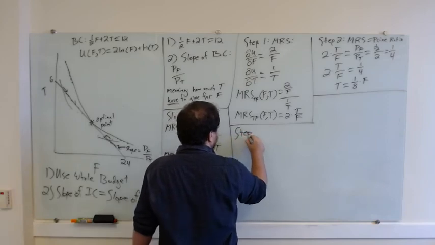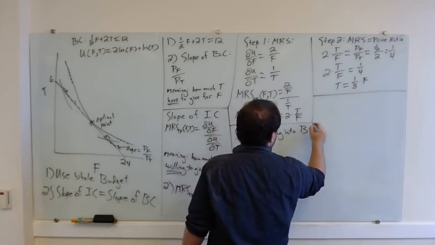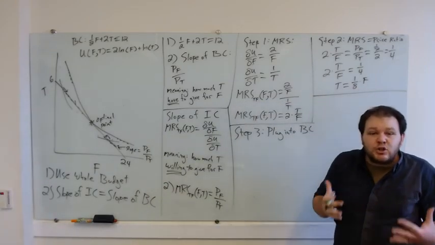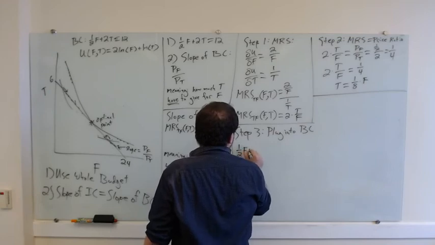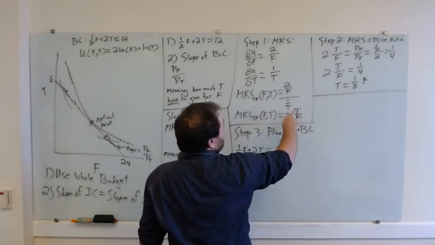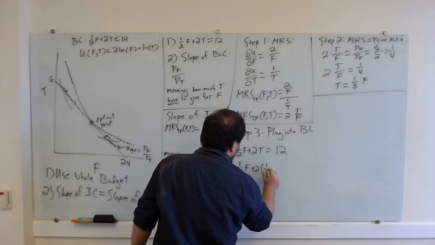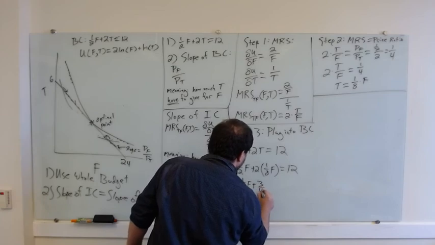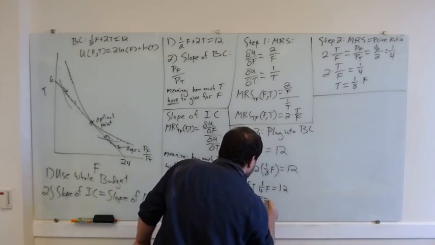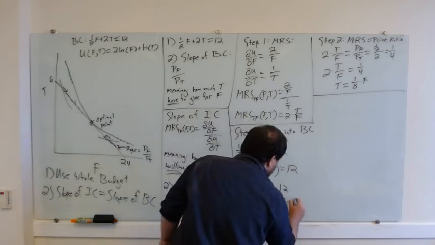Step 3, we're going to plug this into our budget constraint. So now we know the ratio we need to consume them in, but we don't know how much we can afford. The way that we find that out is we use this equation here, our budget constraint. So we say 1/2 F plus 2T equals 12. We know that T equals 1/8 F. So this is 1/2 F plus 2 times 1/8 F equals 12. 1/2 F plus 1/4 F equals 12, or I'm sorry, 3/4 F equals 12. F is going to equal 12 times 4/3, which is, 12 divided by 3 is 4, so this is going to be 16.